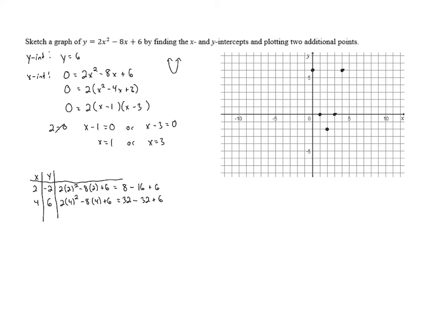And those 2 extra points do really give us the ability to draw a much nicer graph than if we didn't have them. And so this is the graph of y equals 2x squared minus 8x plus 6. And we're good to go.